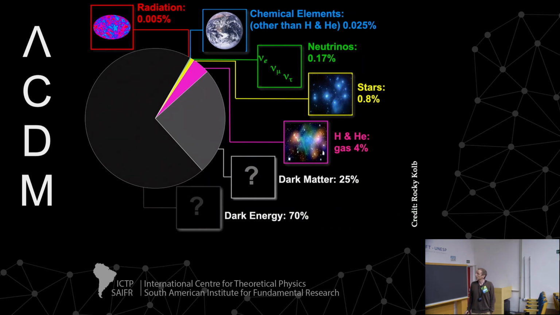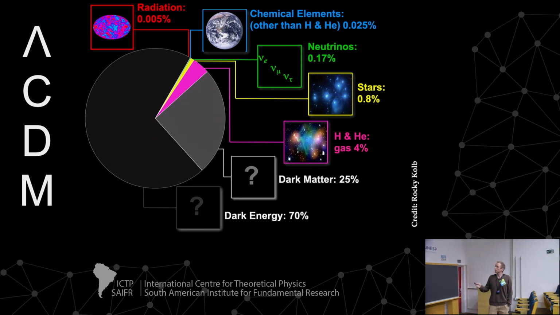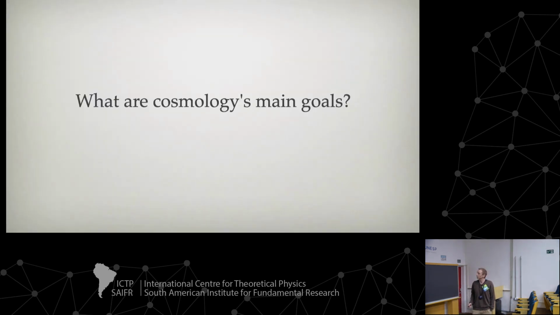I stole this plot from a slide by Rocky Kolb. This is a very good summary of our knowledge till now. So 95% is dark, and then you got a little gas, stars, neutrinos, and metals are really rare. So we are quite ignorant about the 95% of the content of the universe.